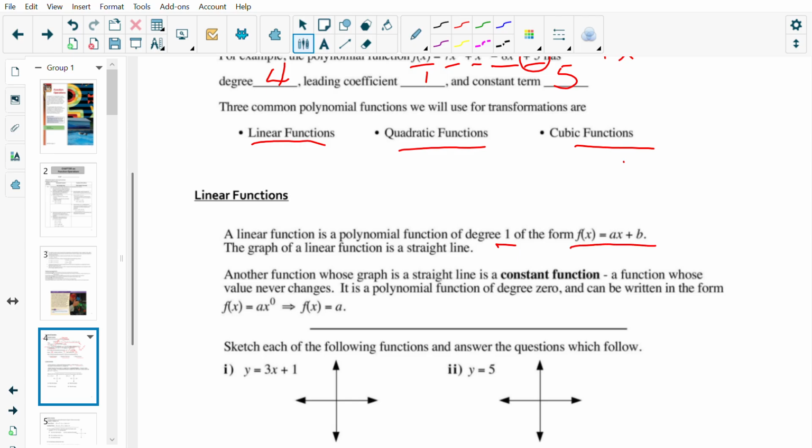We know this from Math 10c. f of x equals ax plus b. So we kind of remember this format, right? y equals mx plus b, where that's your y-intercept, and this is your slope.